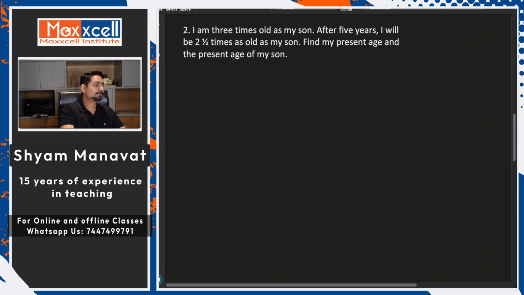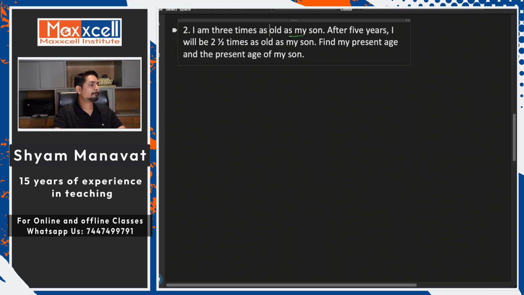Question number 2. Let's read the question. People, you can pause the video and try attempting it by yourself. I am 3 times as old as my son. After 5 years, I will be 2.5 times as old as my son. Find my present age and the present age of my son.